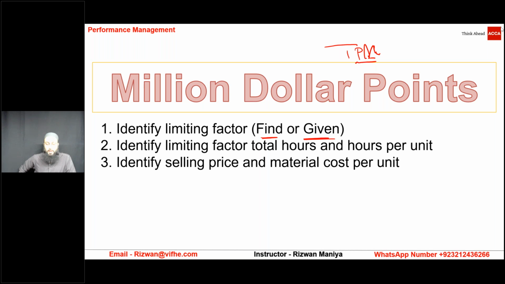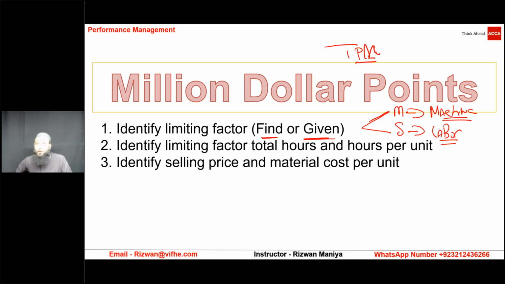Yes, the first thing to look at here is the limiting factor. Just to make things easy for you, by looking at the trend of ACCA exams, I would say that if a question comes about a manufacturing business, it's normally expected that machine would be the limiting factor. Whereas if you get a question of a service business, there are many chances that labor will be the limiting factor, but material and throughput will not be the limiting factor. So in case of manufacturing, it's machine. In case of services, it's labor.